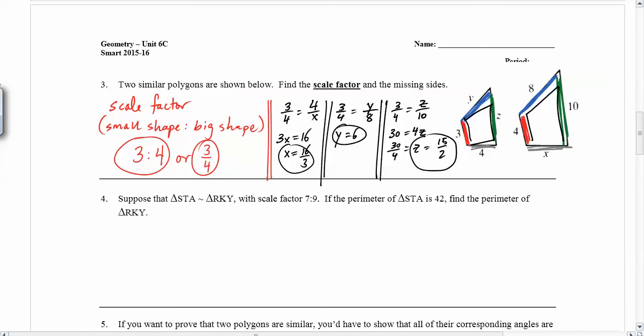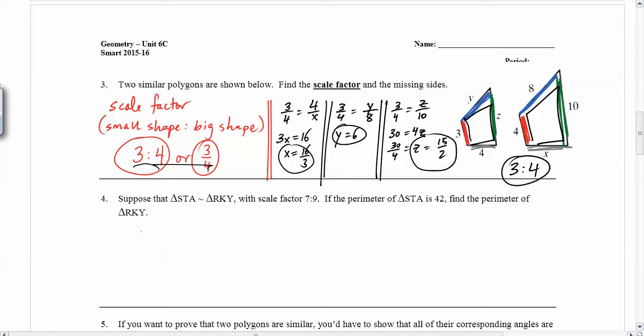So the ratio of the perimeters is also going to be 3 to 4. Right? It's the same thing as the scale factor over here. So that's convenient for the next problem. The next problem says STA is similar to RKY, and you know that the scale factor is 7 to 9.